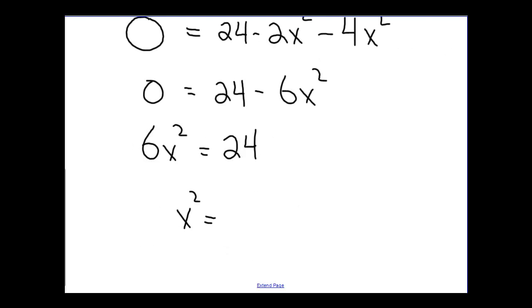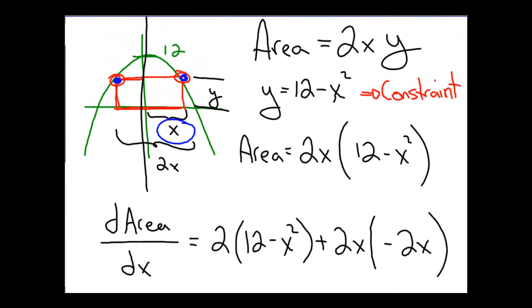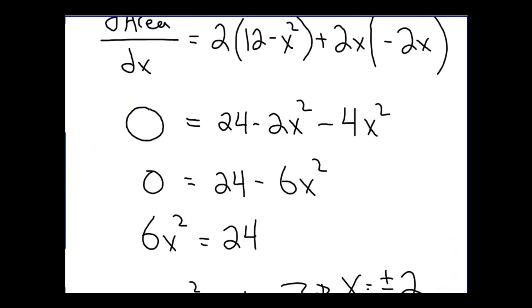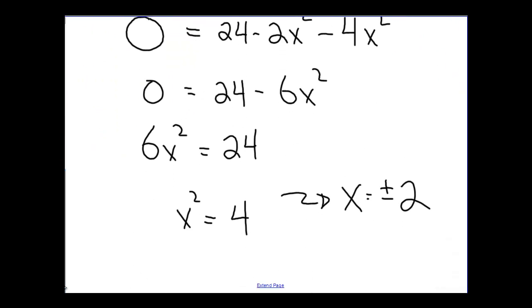X squared is equal to 4, and that tells us that x has to equal plus or minus 2. Of course we can choose either one of those. They give us the same rectangle. If you recall in the original statement of the problem, we said that x was the value here. And if that was negative, that would just mean that we were talking about this piece over here. So we have found a first derivative that's equal to 0.